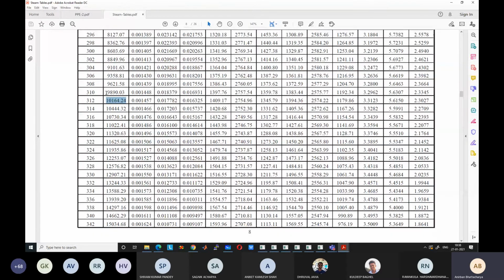So we know that at 10,164 the temperature is 312 and at 9,890 the temperature is 310. So what will be the temperature at 10,000 kPa? You would have found something like 311 point something, or 311. Similarly, you should have interpolated the specific volume values, and any other values.